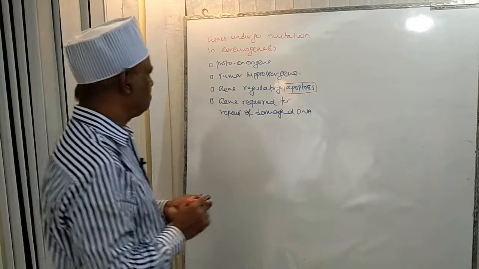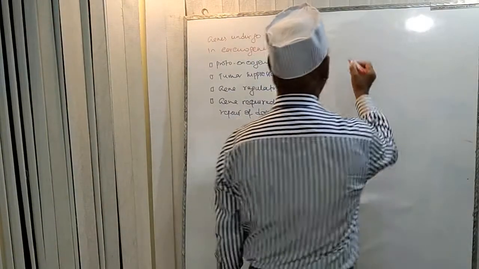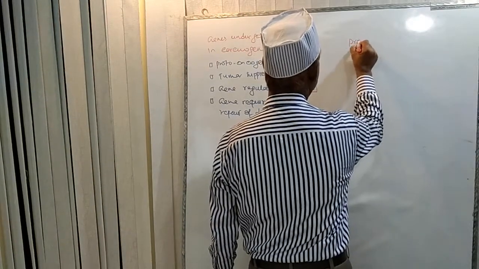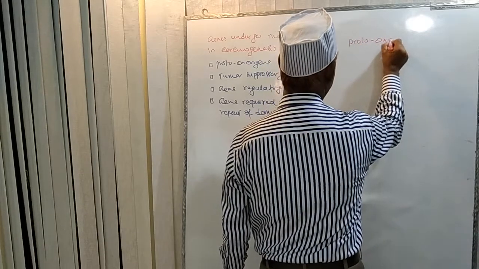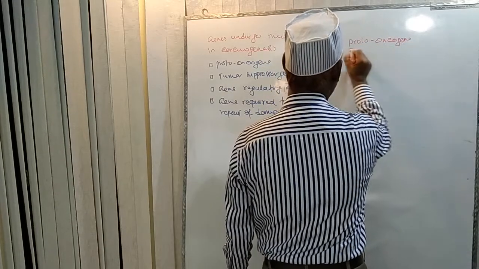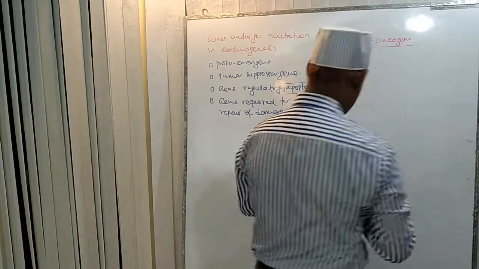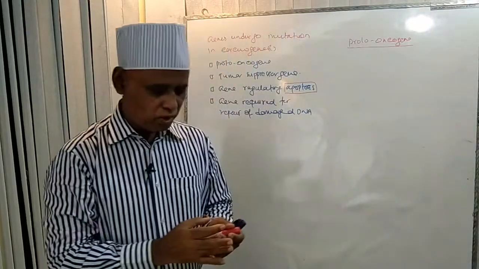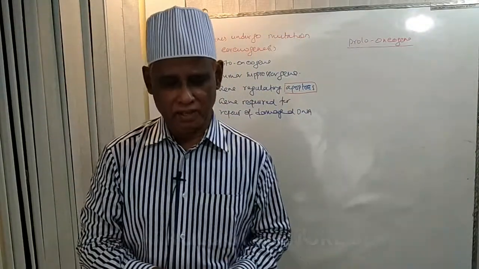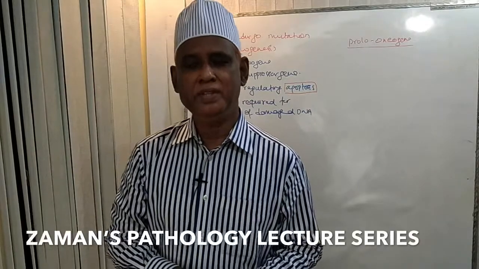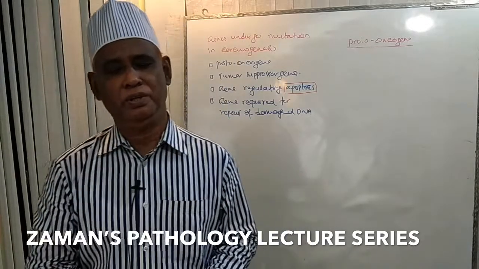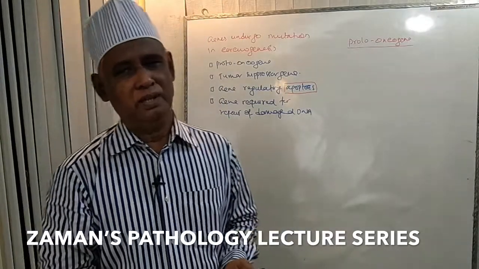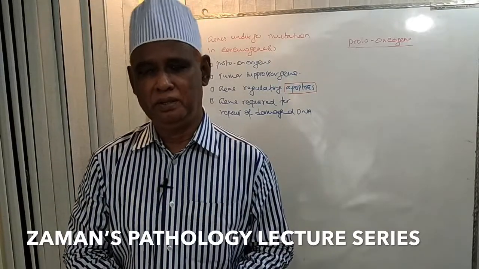Now come to Proto-oncogene. What is Proto-oncogene? Proto-oncogene is present in our cell, and this gene is associated with normal cell division and differentiation.